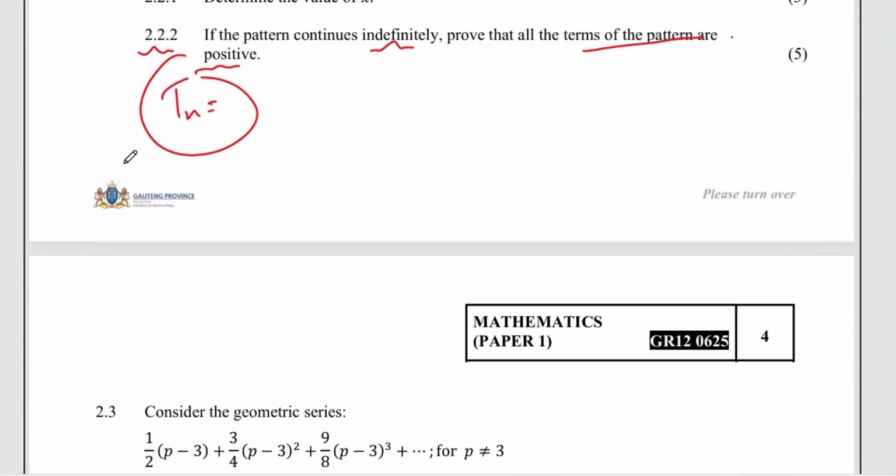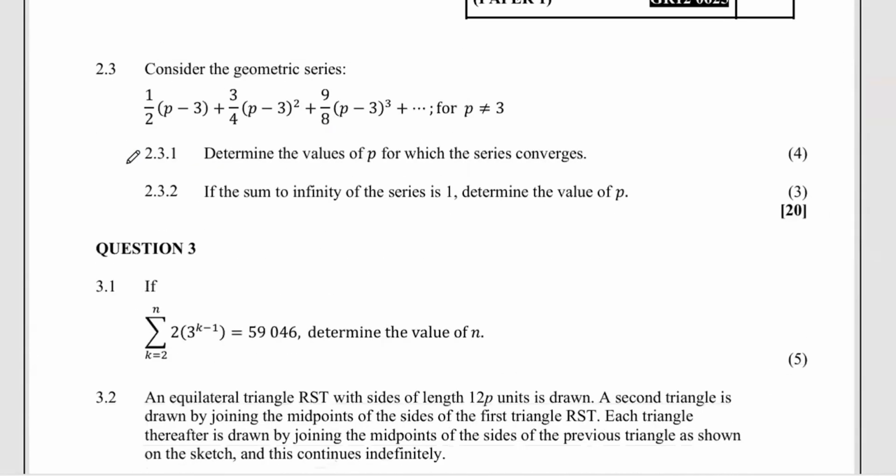All right, then question number 2.3. Consider the geometric series. I like it when they tell us exactly what we are working with. So I have p minus 3, 3 quarters p minus 3 squared, 9 over 8, p minus 3 cubed, and so on and so on. p is not 3. Determine the values of p for which the series converges.